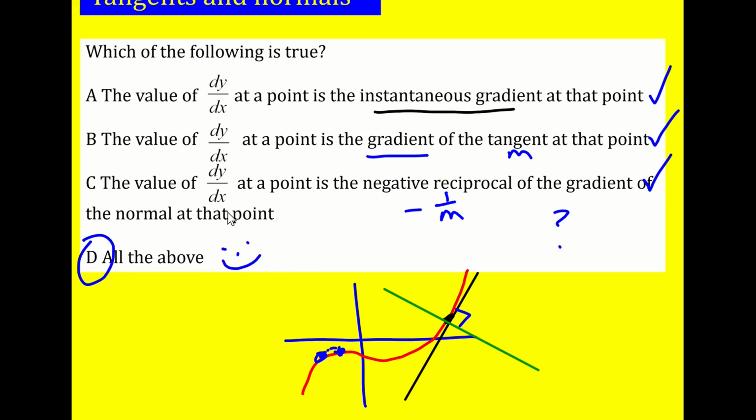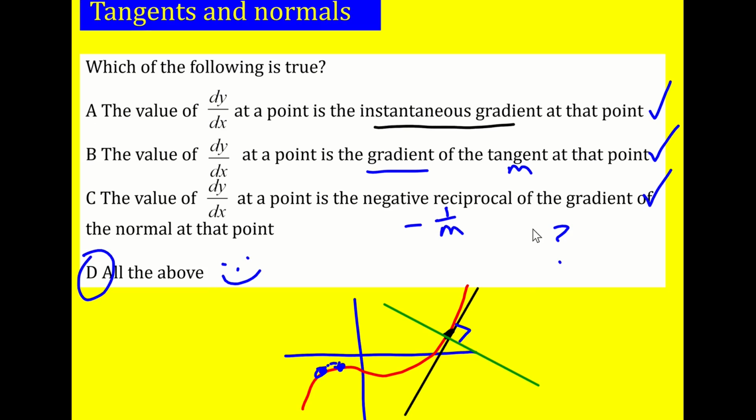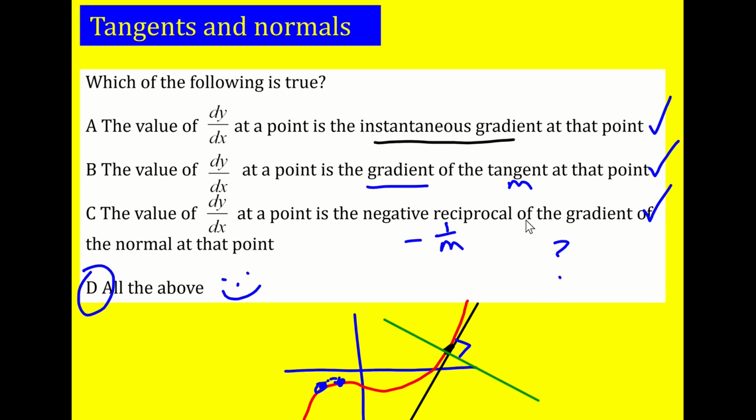What that means is that if we can find dy by dx, we can evaluate it at a point, and we can get the gradient of a tangent. We can do the negative reciprocal and get the gradient of the normal. And from that, we can get the equation of the tangent and the normal.